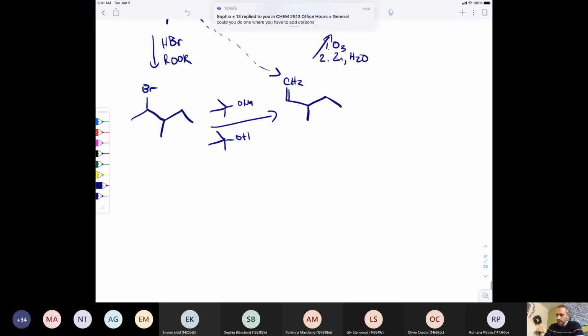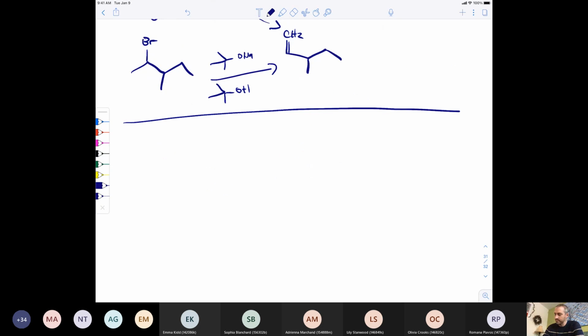Could you do one where you have to add carbons? Yep. I'm going to do a long one, 4 to 5. How about that one? Well, there's really only one reaction that we did that adds carbons, and that's using alkynes: reacting a terminal alkyne with a strong base, NaNH2, to make an anion, and then doing an SN2. So that's the only reaction we did.